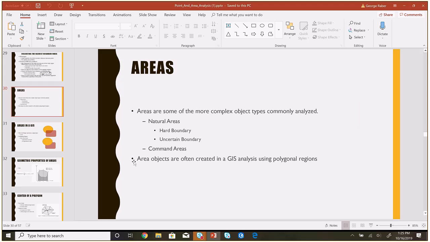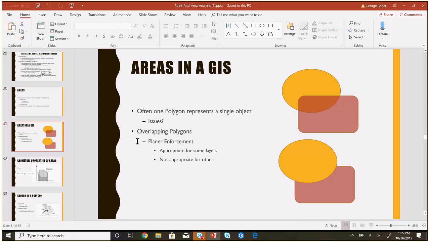Before we get into measuring some of these things, we're going to talk about a few general properties of areas. Areas represent hard boundaries. They can also represent things that don't really have a certain boundary, like a wetland. So area objects are created using polygons. We all knew that. Often a polygon represents a single object. So sometimes there could be overlapping polygons. Typically in one layer, you don't want overlapping polygons, right?